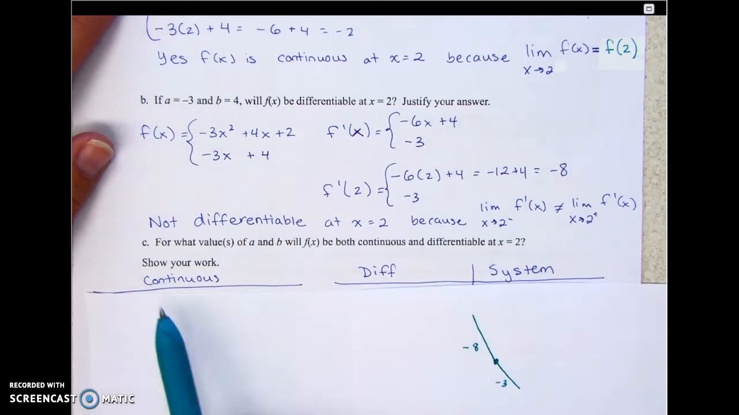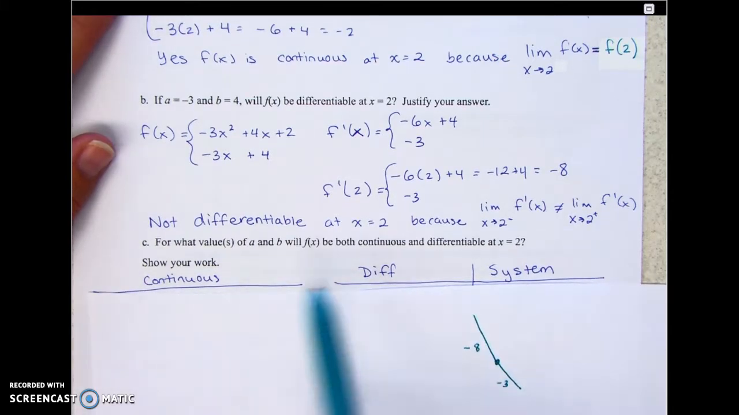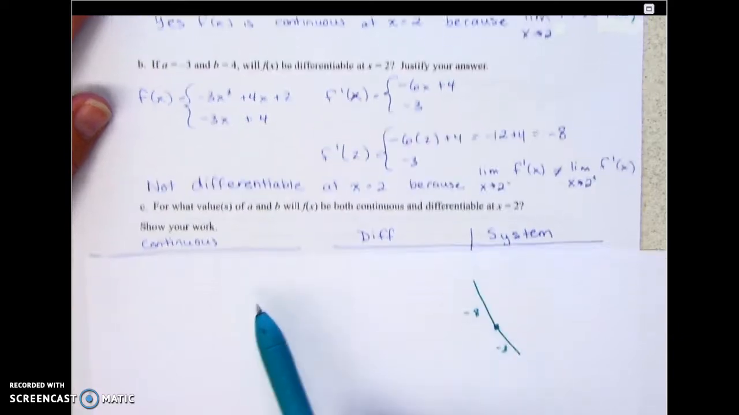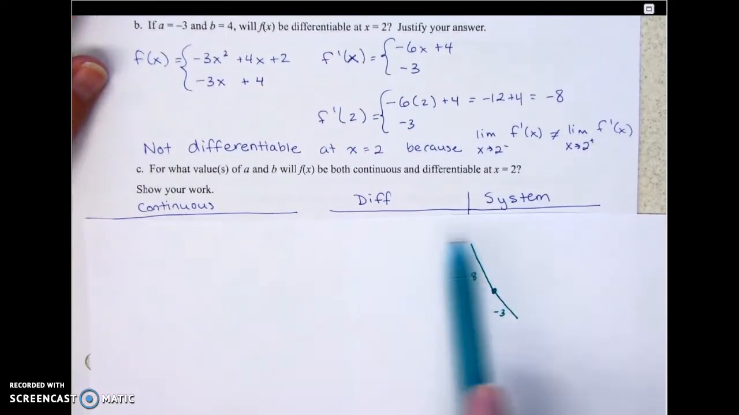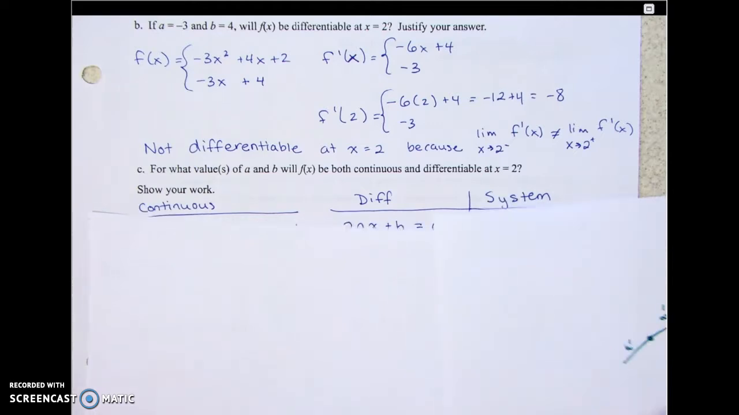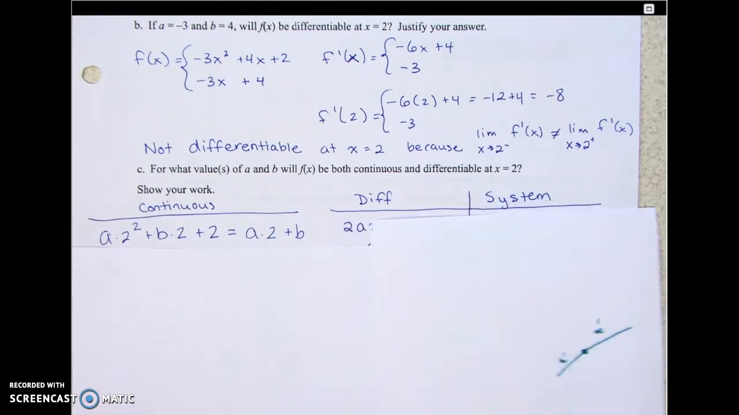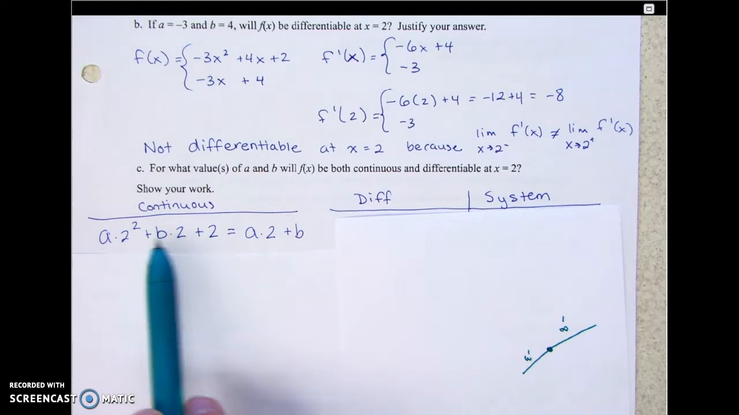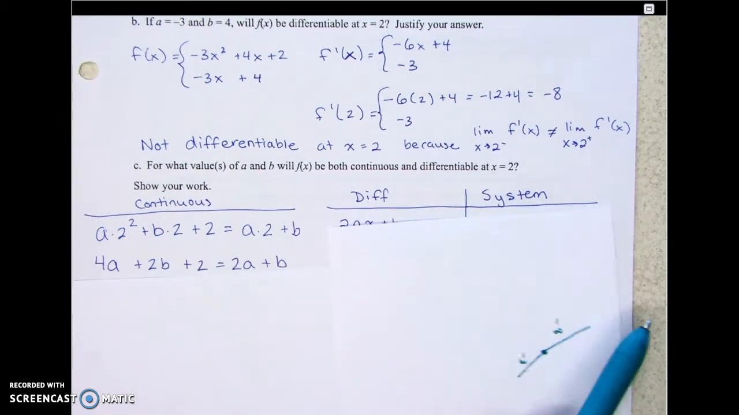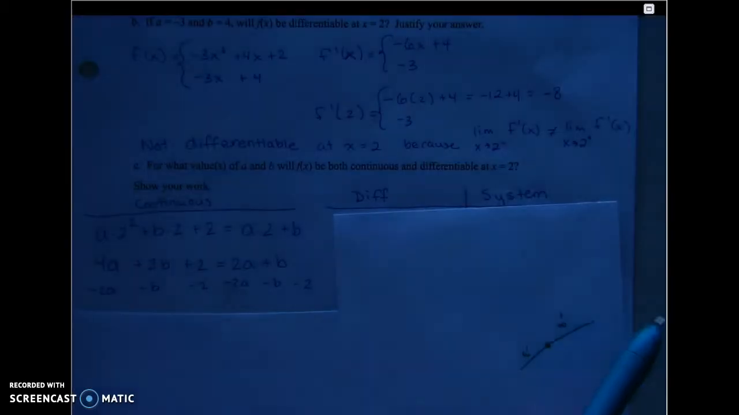You should have continuous work here, differentiable work here, and then we're going to solve a system of 2 equations. You get the 2 equations from here and here, and then we solve the system. So is it continuous? Well, you set the top equation equal to the bottom equation, and x is equal to 2, and then we simplify it.